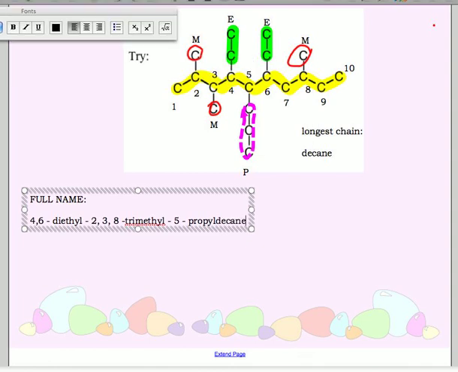So your full name is 4,6-diethyl-2,3,8-trimethyl-5-propyldecane. And you sound really, really smart, and you can tell your parents and show them how awesome you are tonight, hopefully.